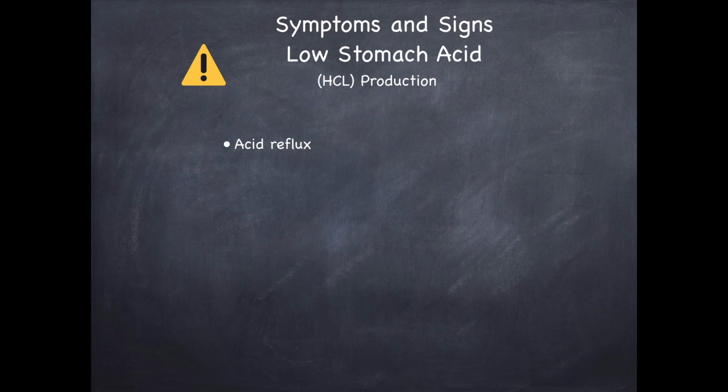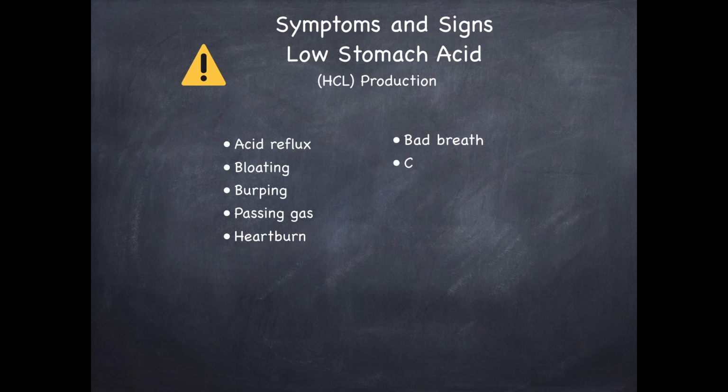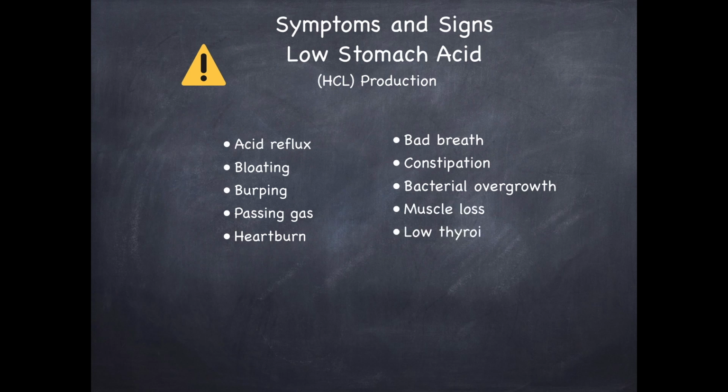Acid reflux, bloating, burping, passing gas, heartburn, bad breath, constipation, bacterial overgrowth, muscle loss, and low thyroid. Low thyroid is something that is more of a health issue that occurs over time, because lack of stomach acid over time can produce more serious health issues. There's no specific test for monitoring stomach acid. The way that you monitor stomach acid is by the symptoms.